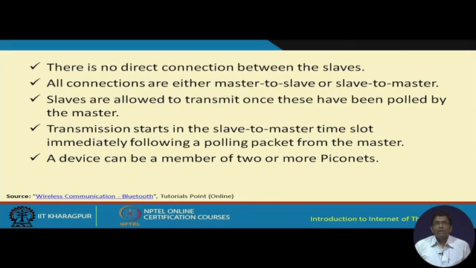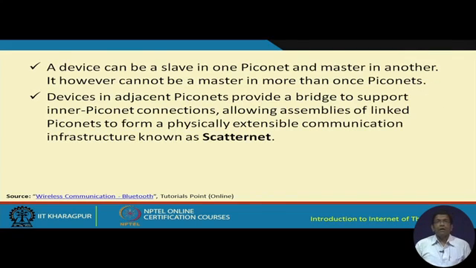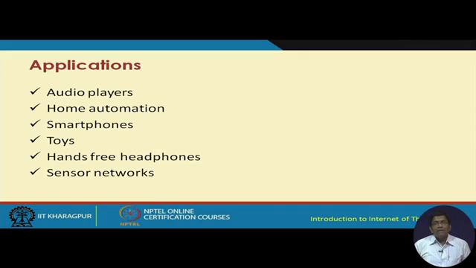In one piconet, that particular device can be a slave. In another piconet, it can even act as a master, and if you put all these piconets together, what you get is a physically extended infrastructure comprising several piconets, known as the scatternet. Applications of Bluetooth are quite common: audio players, home automation systems, smartphones, toys, hands-free headphones, sensor networks, they all are users of Bluetooth.